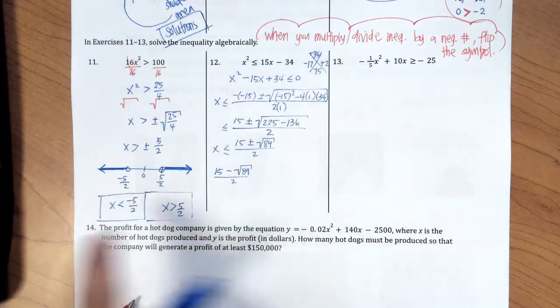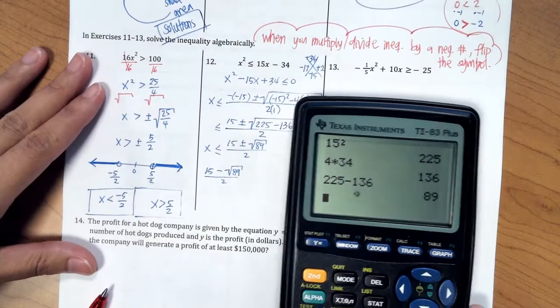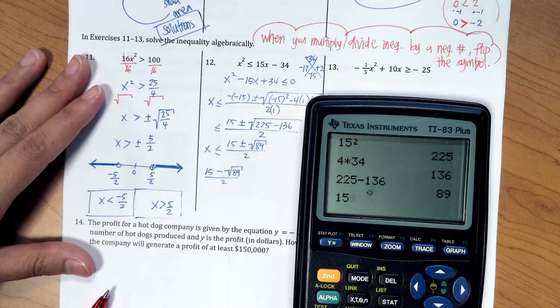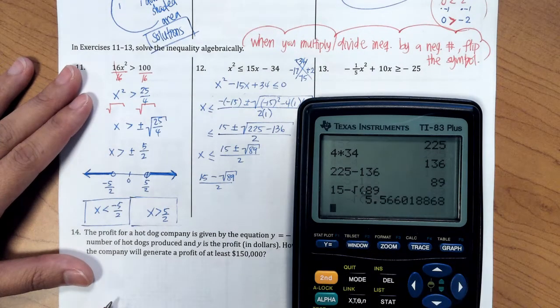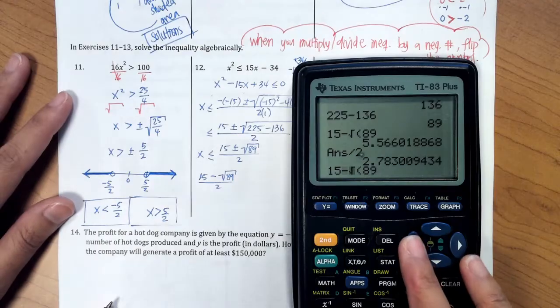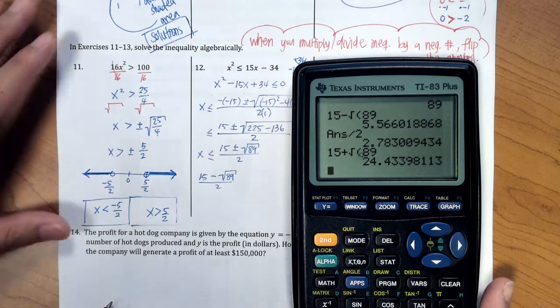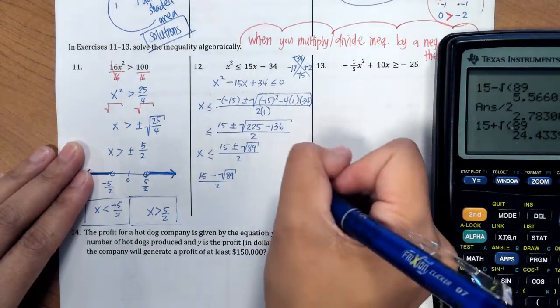And I should probably check that that's a smaller number. How do I do that on my calculator? Sorry, let me pull this up. Okay, 15 minus square root 89 divided by 2. That's 2.78, and then I'm going to go back and just make sure that its plus is bigger. Okay, makes sense that it should be, but I just want to be sure. And so this is the bigger number.